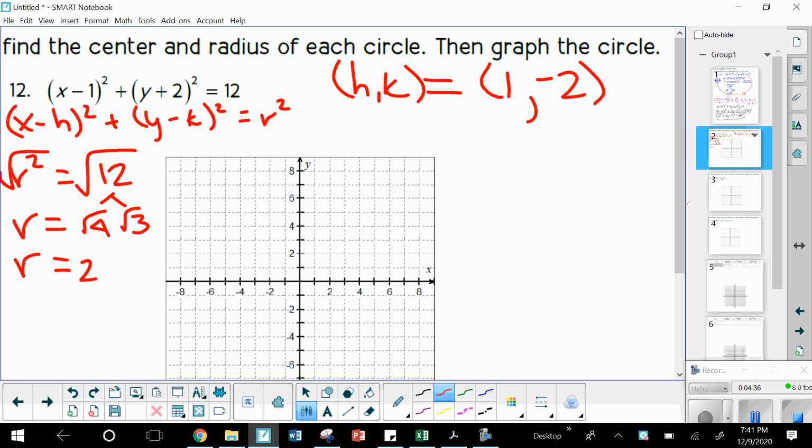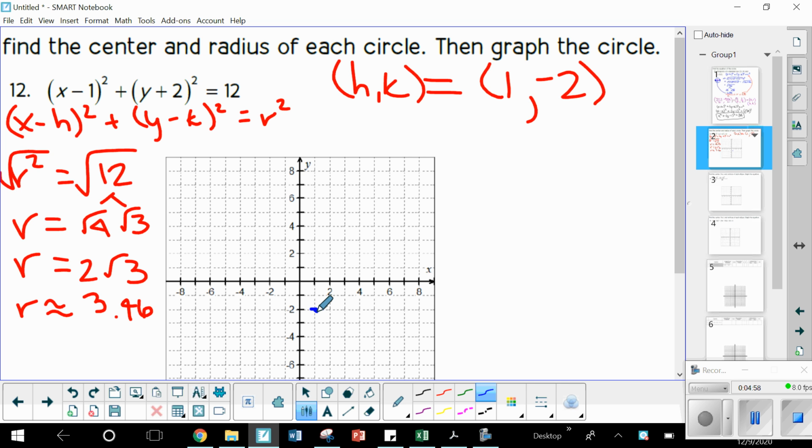So the radius is 2 square roots of 3. Now, since we're graphing, I need to know what that is so I can make a better graph. I just plugged that into my calculator, and I got about 3.46-ish, so about 3.5. So to graph this one then, you're going to go 1 to the right and down 2. There's the center of our circle.